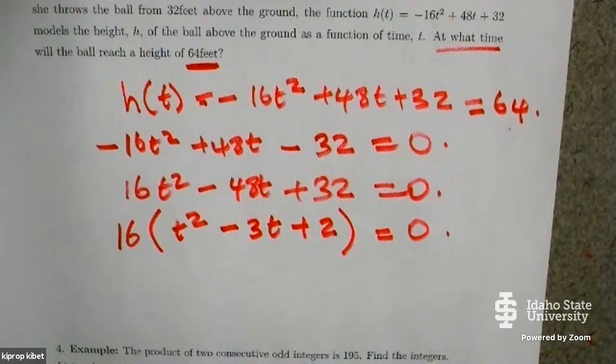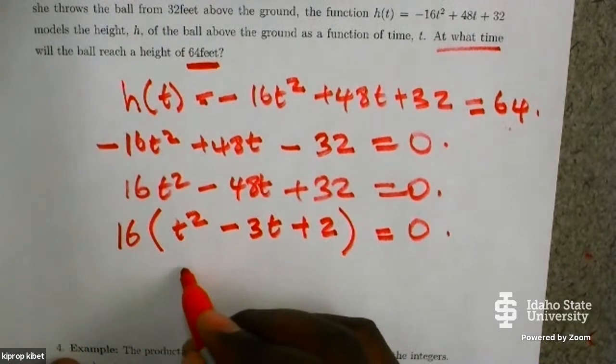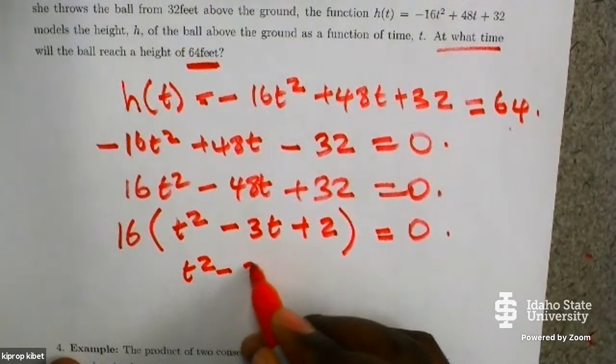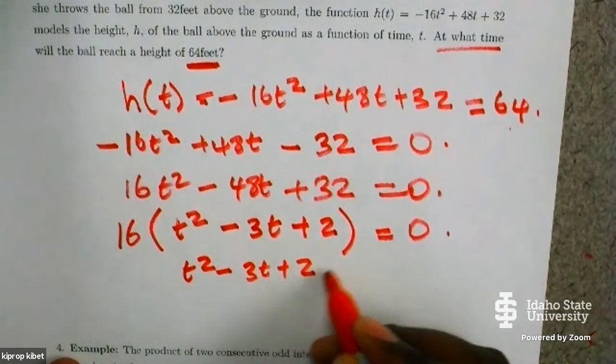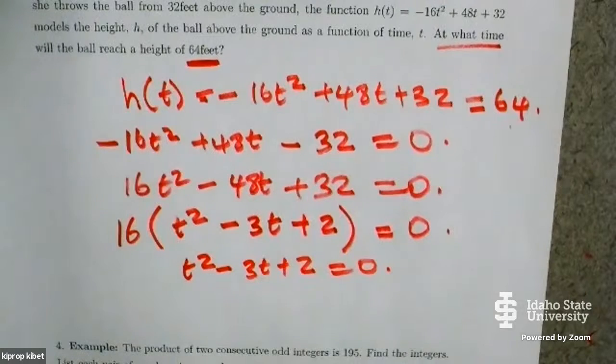Now, we can divide everywhere there by 16. So what do you remain with? t squared minus 3t plus 2 equals 0, right? We divide by 16 everywhere. So now we need to solve this. The product is 2, and the sum is minus 3. So what are the two numbers?